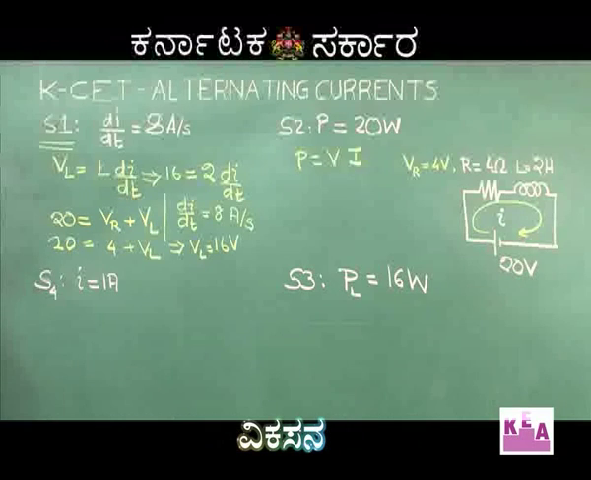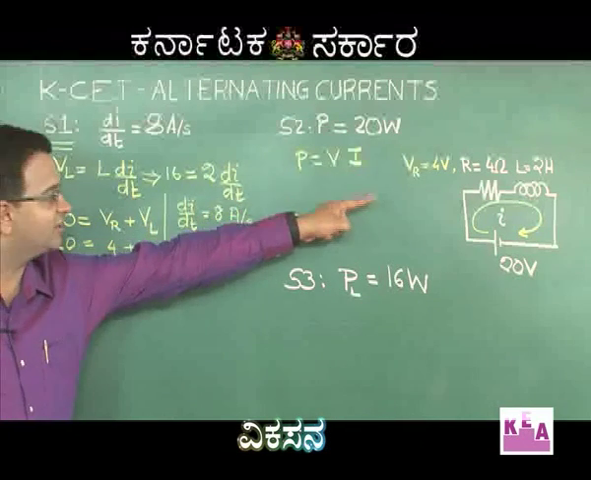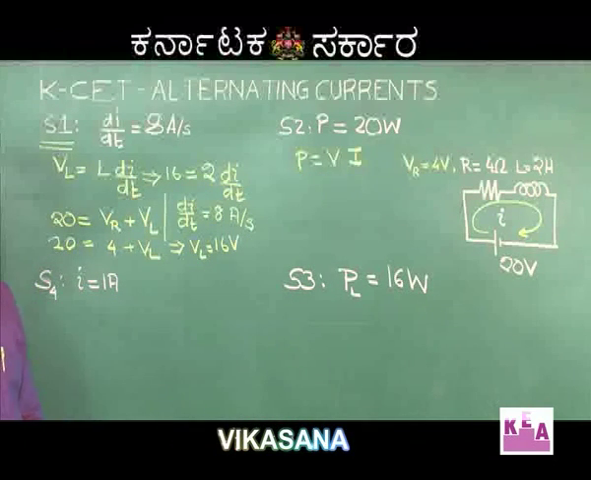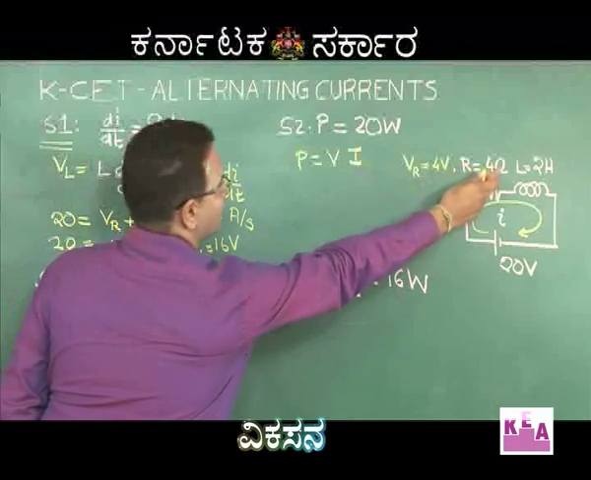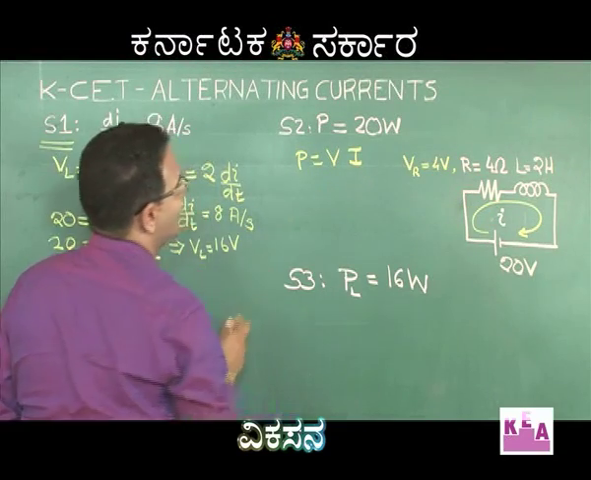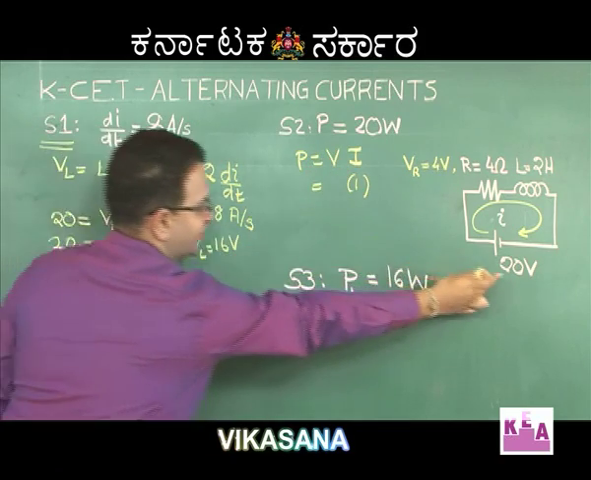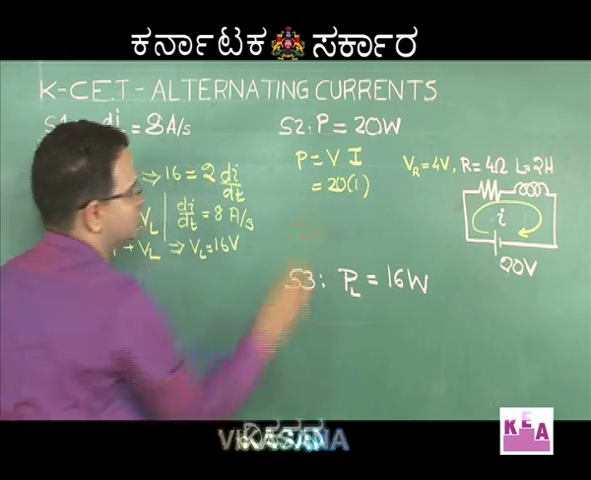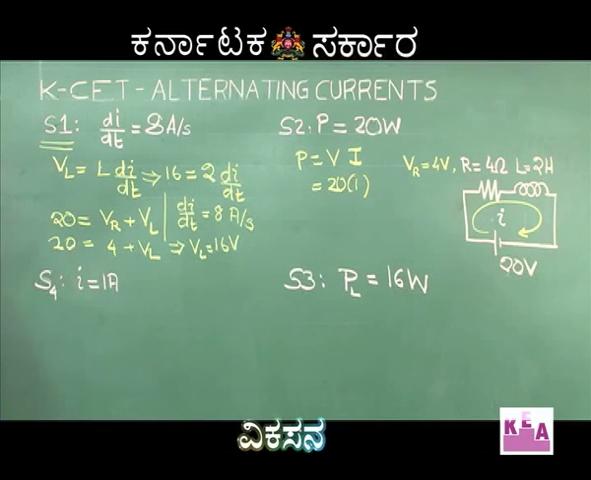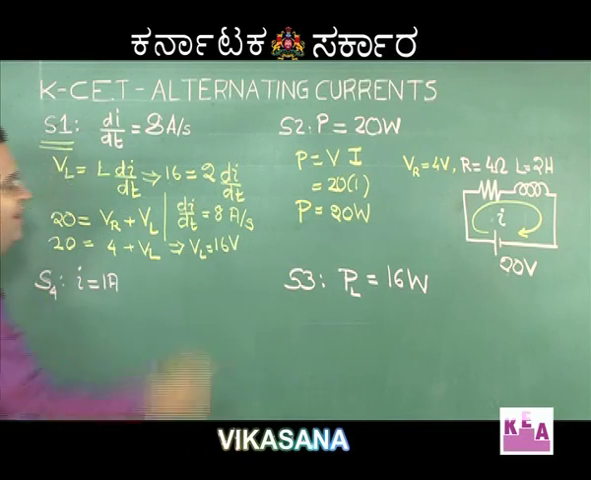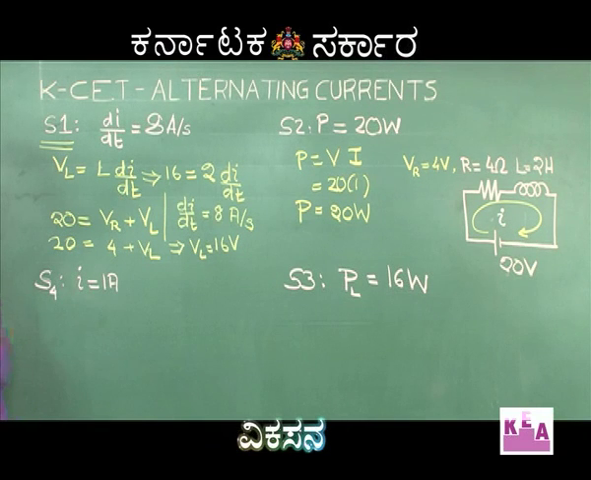Now, we are given the information that VR, the voltage across the resistor, is 4 volts and the resistance is 4 ohms. So, we know from Ohm's law V by R is I. Therefore, 4 volts divided by 4 ohms is the current. So, the current is 1 ampere. The voltage of the battery is 20 volts. So, if we multiply these two, 20 volts into 1 ampere will be equal to 20 watt. So, therefore, the power provided by the battery is 20 watt, which is also correct. So, therefore, statement 2 is correct.